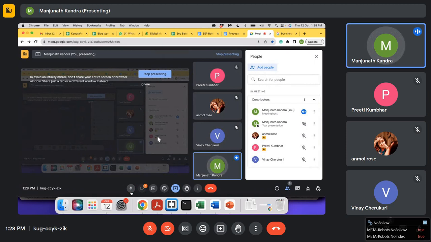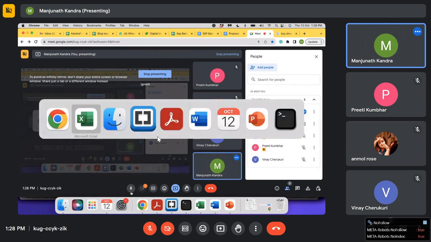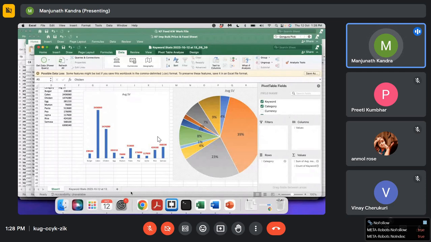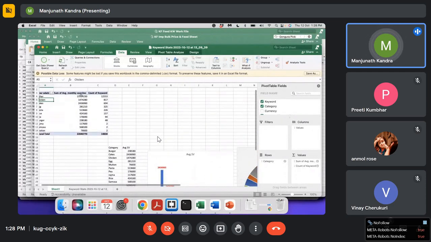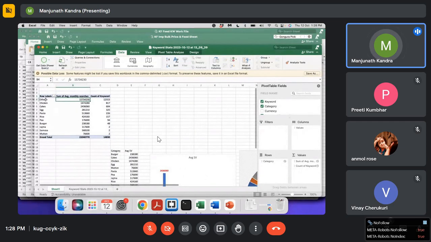So does anybody have any questions around this? How to do the keyword research, how to understand the data, how to interpret the data? This is one type of interpretation. Now I can plot the same kind of graph for this data also. So I'll take this data separately, same thing. Okay, I have understood the keywords which have more number of keywords.